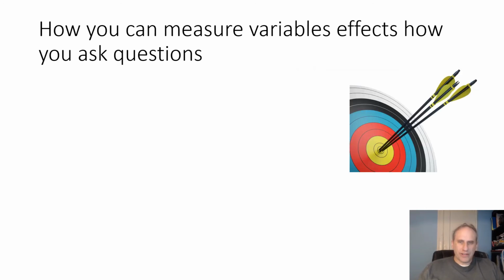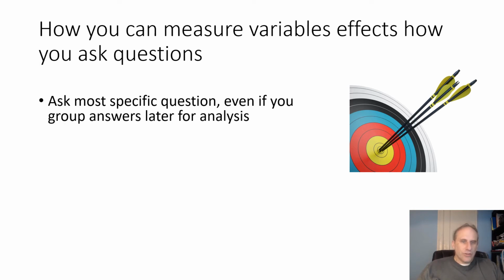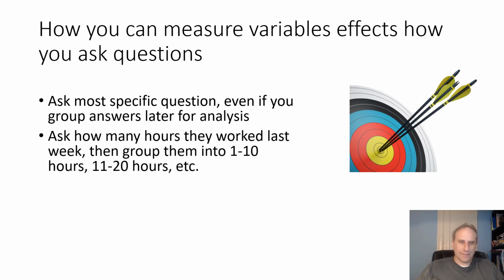How you can measure variables affects how you can ask questions. You usually want to ask the most specific question, even if you group answers together later for analysis, i.e., ask people's exact age. And then if you want to group people by 18 to 25, 26 to 35, that's fine. But it's more useful to have each individual age for each individual respondent, because if you decide to change how to group them, you have the raw data.